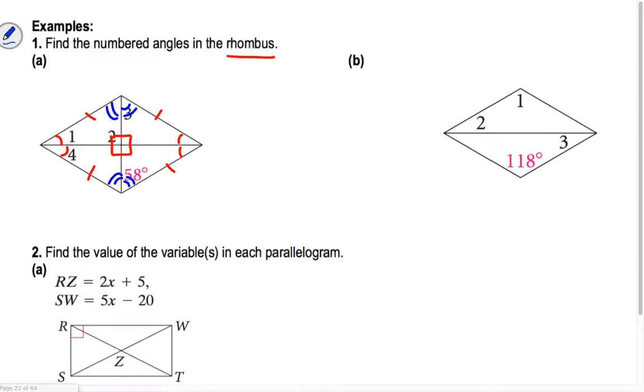And not only are they bisected, but since it's a parallelogram, they're also congruent to each other across the parallelogram shape. Okay? So let's go through our angles. So we have the measure of angle 1 is equal to something. We want the measure of angle 2, 3, and 4.